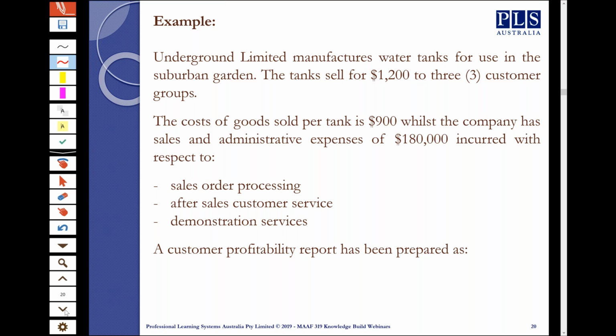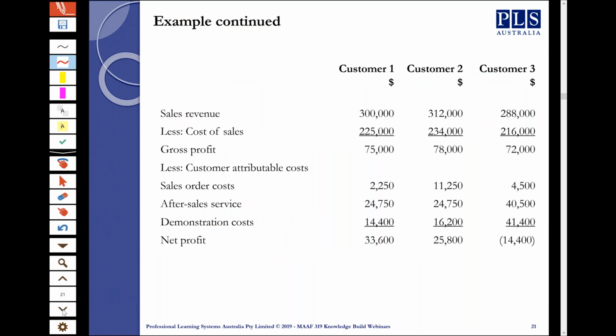So even if I look at this loosely, I can use underground tanks, sell tanks for 1,200 to 3 customer groups. Cost of goods sold per tank is 900. Your sales and administrative expenses of 180,000 with respect to sales order, after sales and demonstration. Customer profitability report has been prepared, so as opposed to you constructing the numbers, I'm putting it to you in this form. And what you should be identifying is, note how, as is fairly common, you've got 2 positives, you've then got your negative in play.